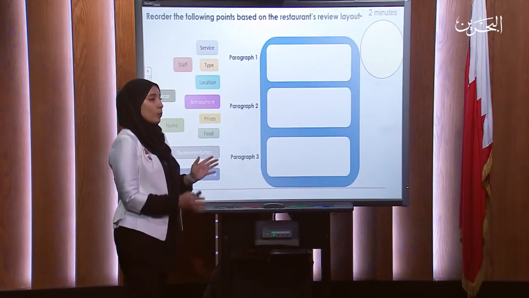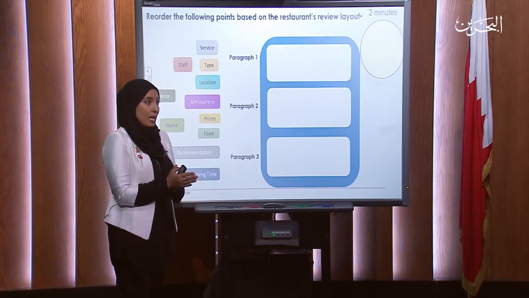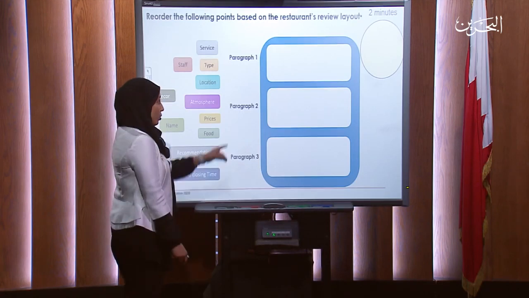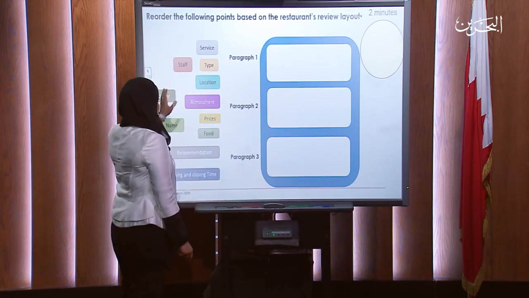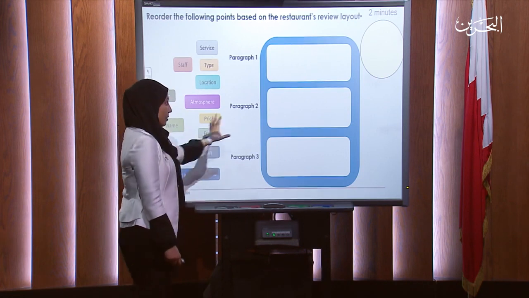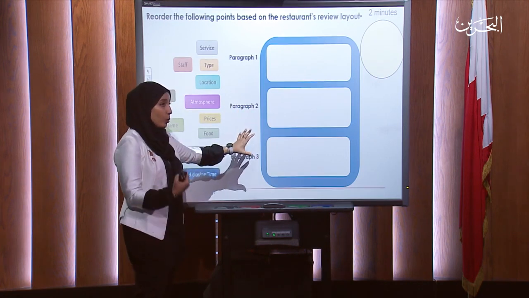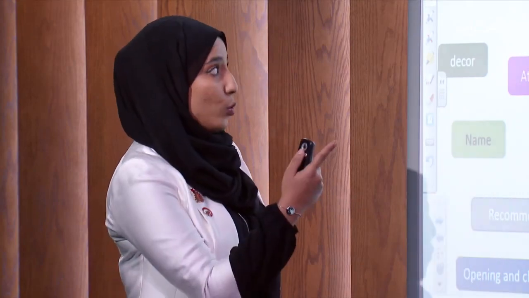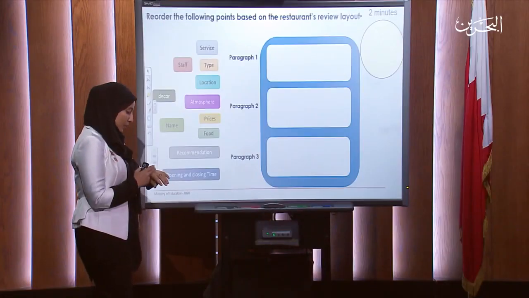Now, after we mentioned the points, what I want you to do now is that I want you to take your piece of paper and reorder them. So I want you to actually draw this sheet and reorder these points based on the paragraphs. In your opinion, how should it be distributed? You have 2 minutes to do that. The time starts now.